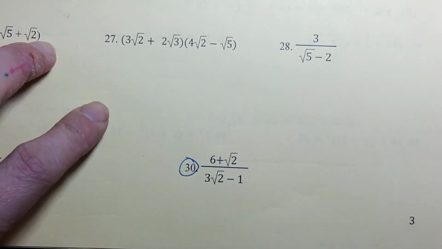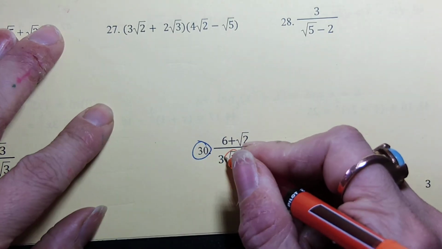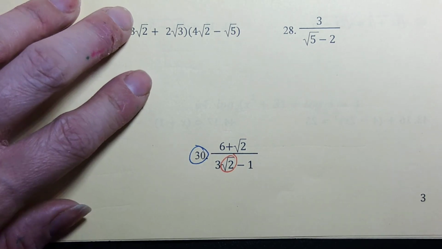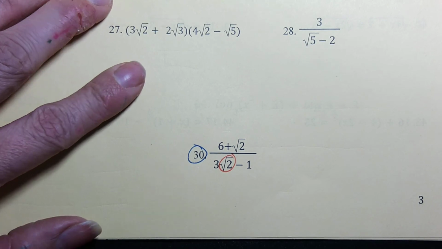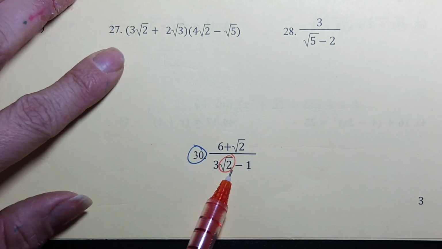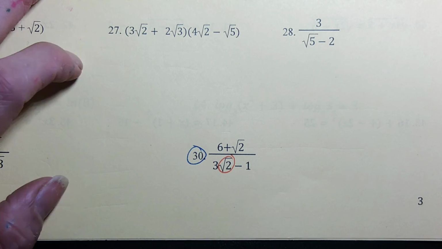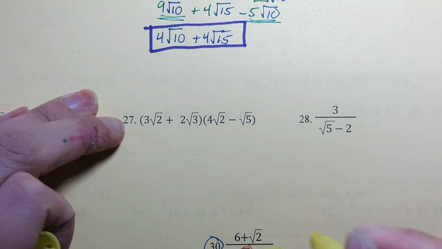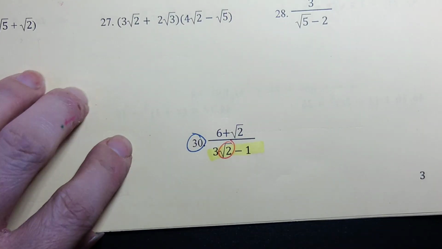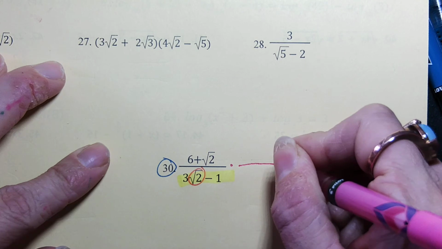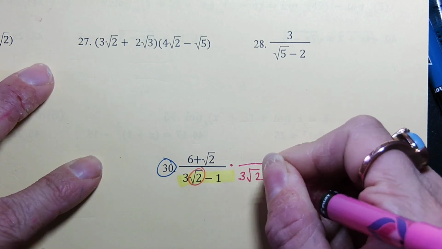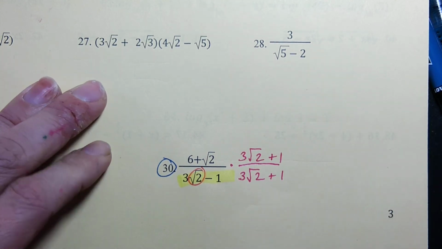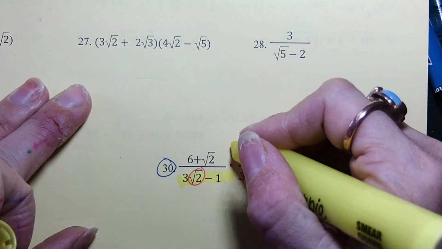So looking at number 30, what drives the problem is we've got a radical in the denominator. Not good. I can't just multiply by radical 2 over radical 2 because of this negative 1 there that would keep distributing to the radical 2. So when I have a binomial, we have to multiply by the conjugate of the denominator. The conjugate is the same stuff, but with a different middle sign. And I multiply by that on both the top and the bottom since I'm really multiplying by 1.